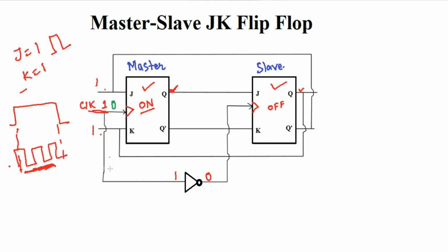So when the clock is 0, the master's clock input is 0, and 0 means no clock is present, so the master is inactive, or we can say it is in the off state. In this situation the master is inactive and we get no output from it. Now the inverter output is 1, which means the clock is available for the slave. Now, what was the previous information here? It was 1.